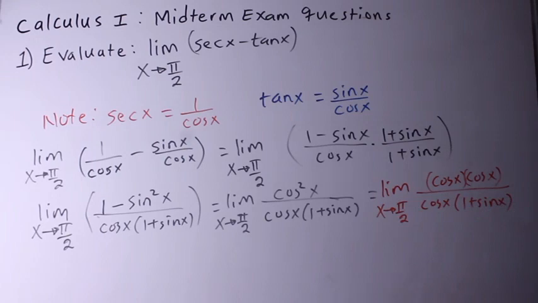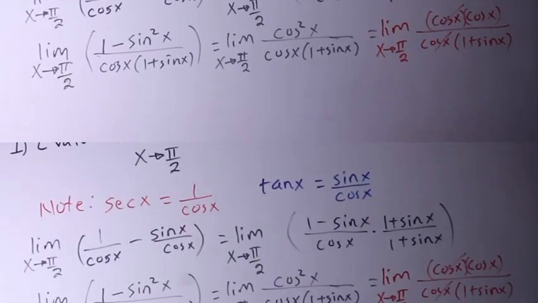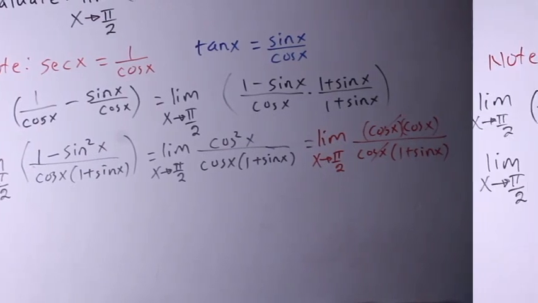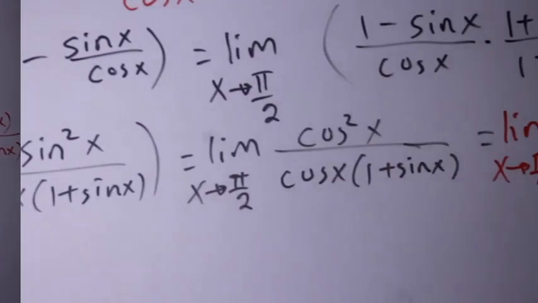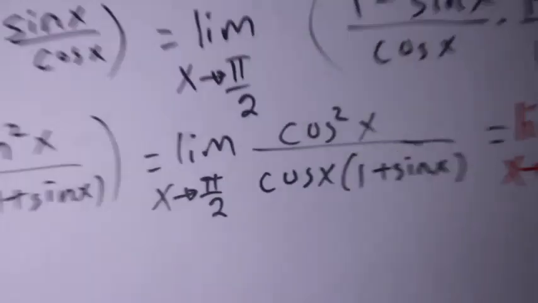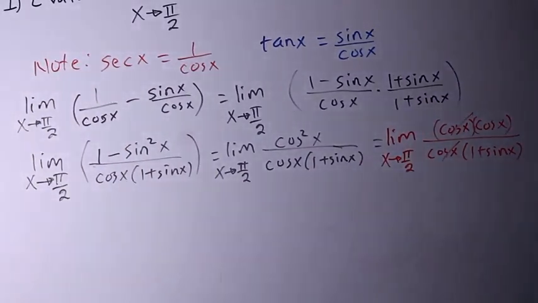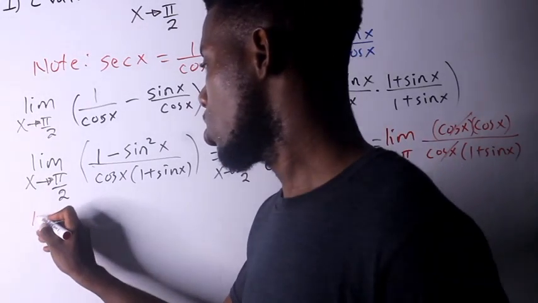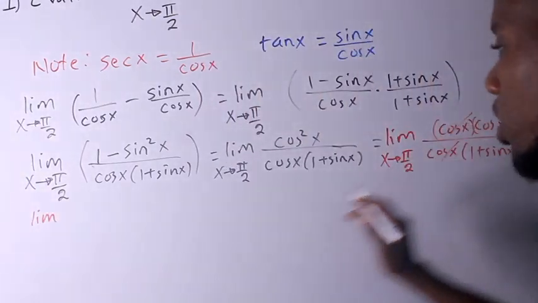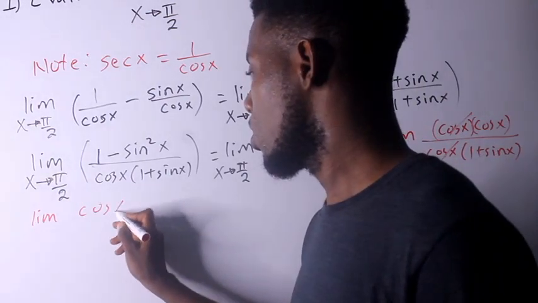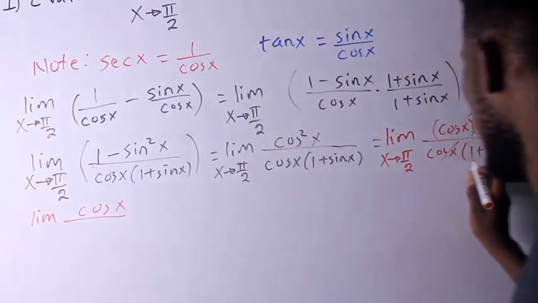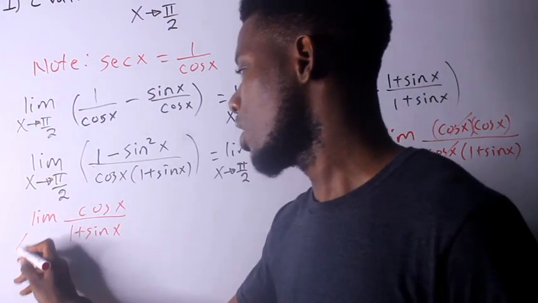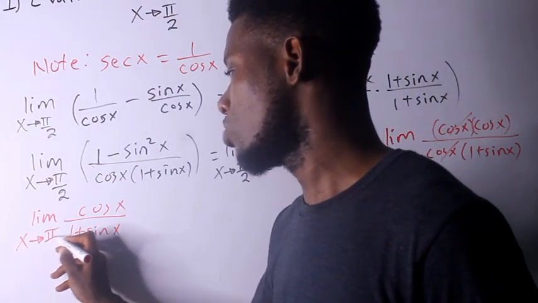So what do you observe here? One of the cosines cancels, and we are going to have the limit of cos x all divided by 1 plus sine x as x approaches pi by 2.